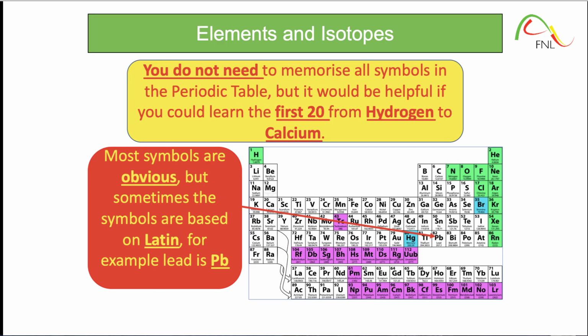Now you do not need to memorise all symbols in the periodic table, but it would be helpful if you could learn the first 20, from hydrogen here to calcium here. So looking at hydrogen, helium, lithium, beryllium, and so on. Now most symbols in the periodic table are obvious, H for hydrogen, Li for lithium, but sometimes symbols are based on Latin or Greek. For example, here we've got lead, Pb. What's that about? Well, for Pb, lead, the original Latin or Greek was plumbum, which is where we get Pb from.